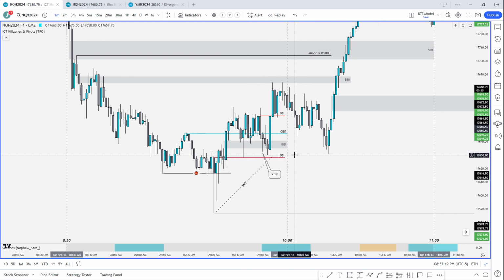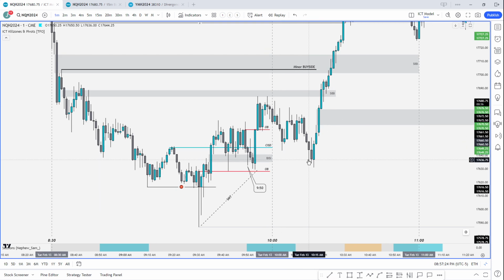Like if we have a stop run and then a confirmation of a breaker after that, like if in here, if we ran stops, trades back above, confirms this as a breaker, I'd feel comfortable then if the stop was down here, trading it up to this low, right? So up to here. So it's important not to trail your stop too early.